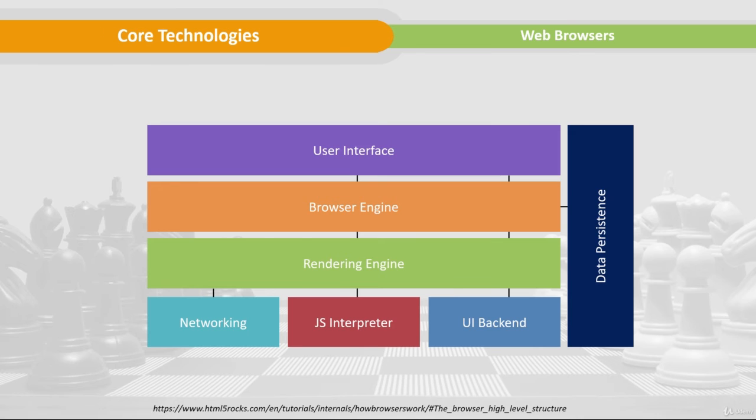Now, for networking: for network calls, such as HTTP requests, using different implementations for different platforms behind a platform-independent interface. JavaScript interpreter, that's used to parse and execute JavaScript code. And guess what? Each browser has its own JavaScript interpreter. For example, Firefox uses SpiderMonkey. What about the UI backend? Used for drawing basic widgets like combo boxes and windows.